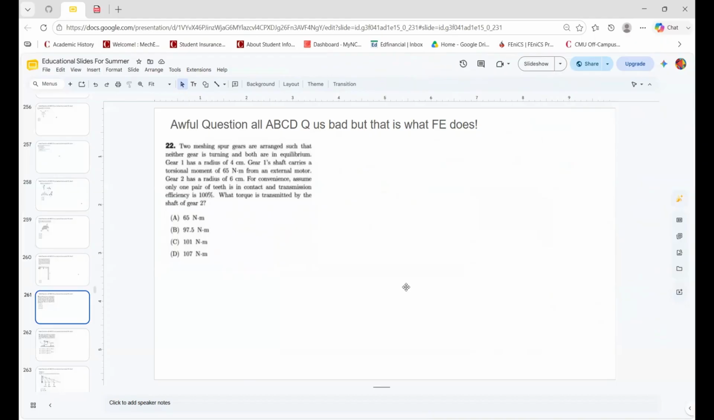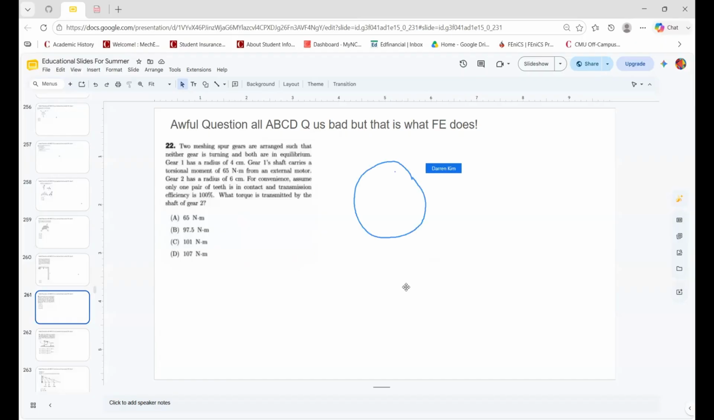Two mesh spur gears are arranged such that neither gear is turning and both are in equilibrium. Gear 1 has a radius of 4 centimeters, and gear 1 shaft carries a torsion moment of 65 from exterior motors. Gear 2 has a radius of 6. So for convenience, assume only one pair of teeth is contacting and transmitting efficiency 100%. What torque is transmitting by... both as it is in equilibrium, right?